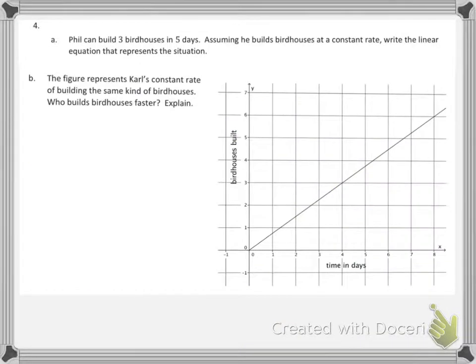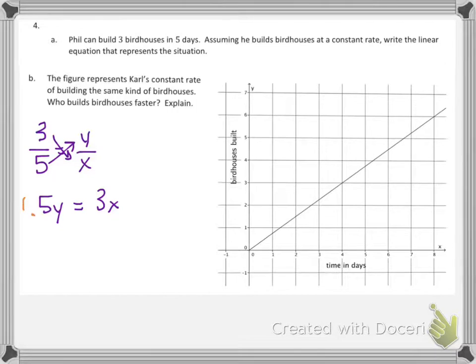Okay, and the last one for today. Phil can build 3 birdhouses in 5 days. Assume he builds birdhouses at a constant rate. Write a linear equation to represent the situation. Well, 3 birdhouses in 5 days is equal to y over x. And then cross multiply, cross products. 5 times y is 5y is equal to 3 times x. That's 3x.